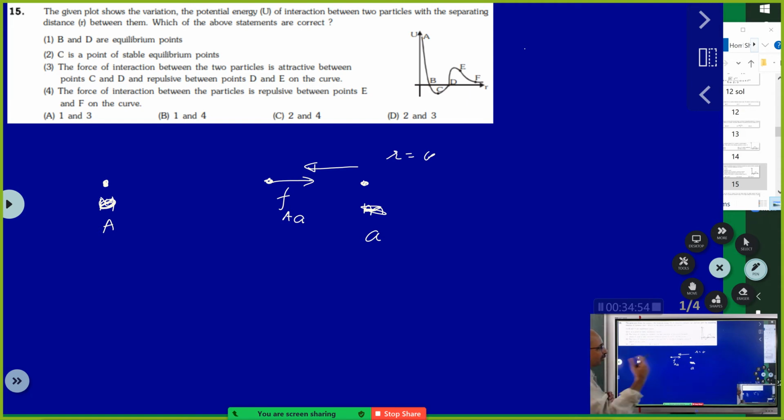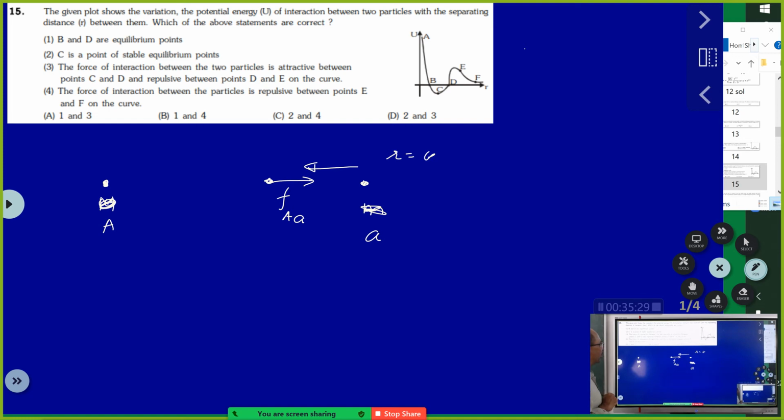If you are traveling from infinity and the potential energy is increasing from F to E, first entering the position F, then crossing that and coming to E, the potential energy is increasing there. So therefore EF should be a zone of repulsion. B and D are equilibrium positions, wrong. C is a point of stable equilibrium, correct.